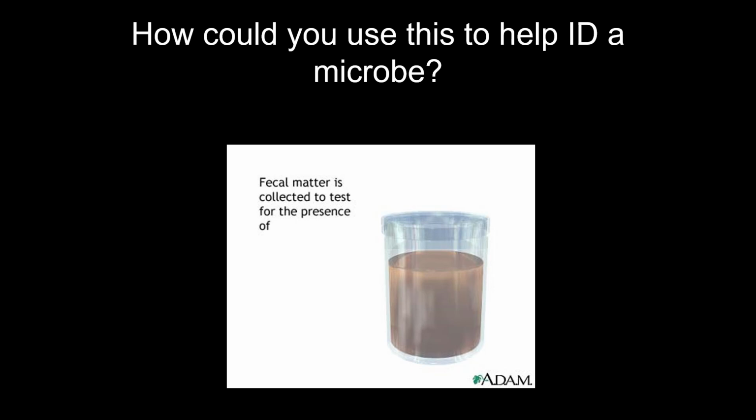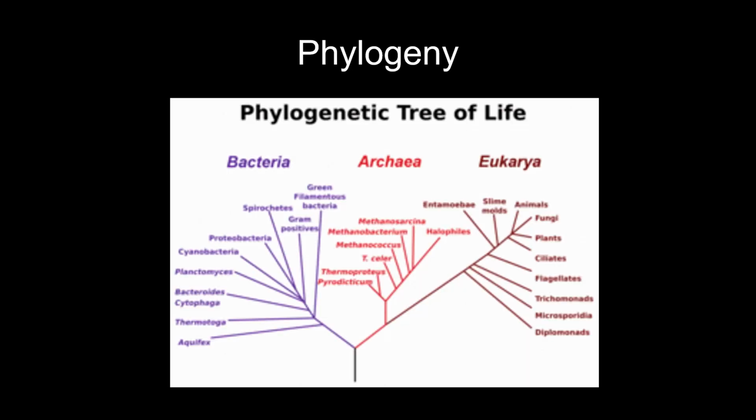You can try plating it and looking at colony characteristics. You can run biochemical tests. You can do all that other jazz too. All right. Phylogeny helps to essentially put an organism onto that tree that Woese had started to make earlier.